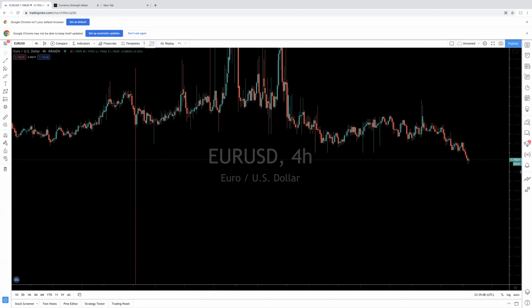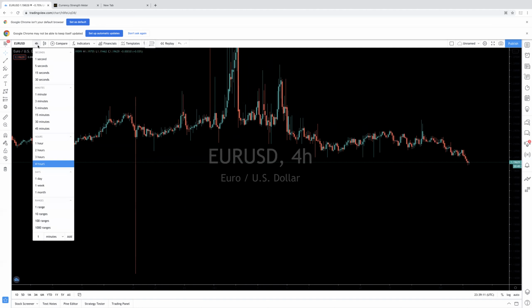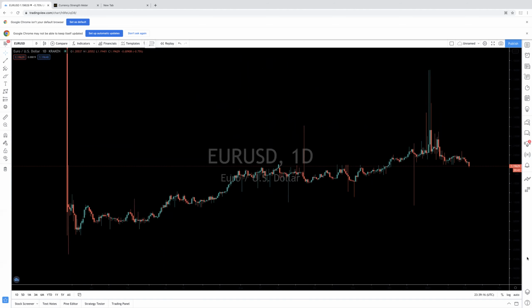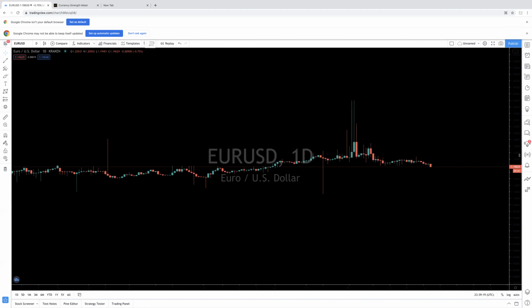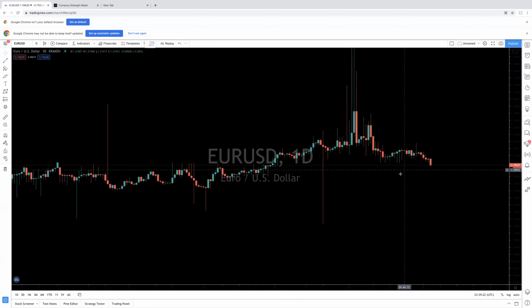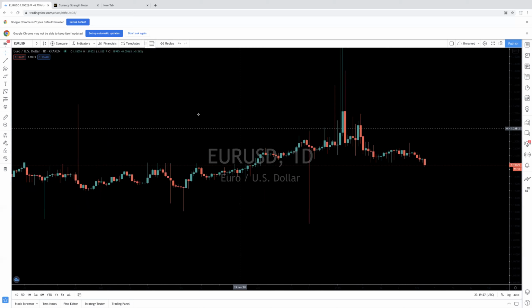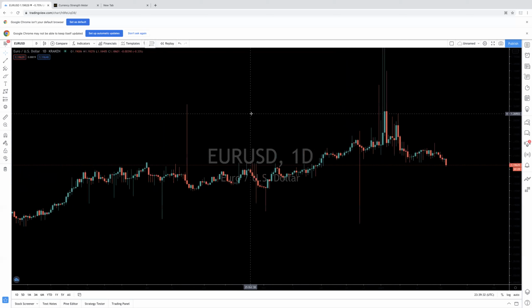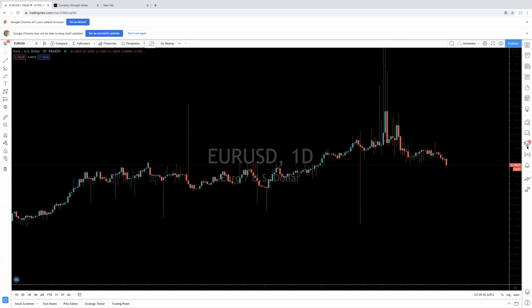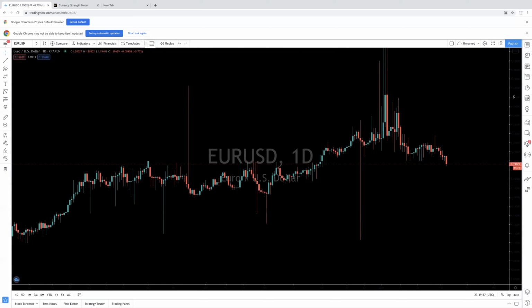So let's first go to the daily time frame so we can get a better idea of where we have resistance. Okay, so we're going to see there's a big spike here. So guys, I'm in EUR USD on the daily, and I'm going to be identifying some areas of possible resistance for the daily time frame. I would put this as a possible area of resistance here.